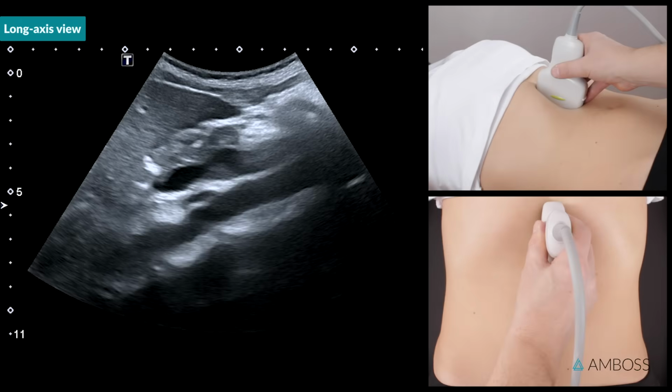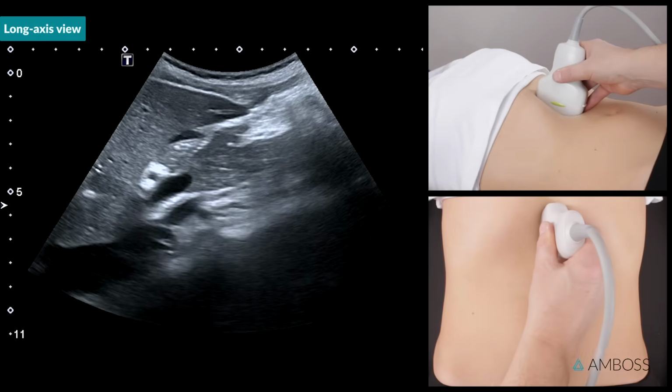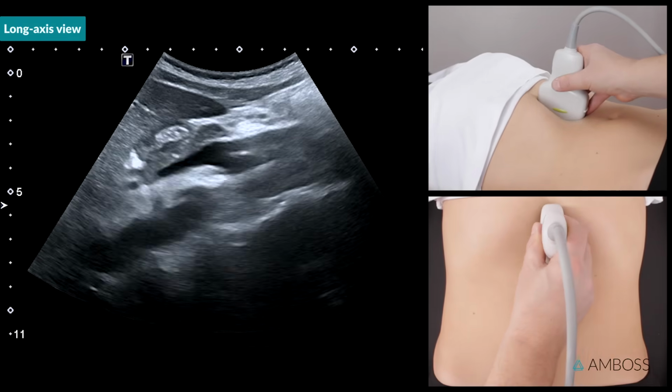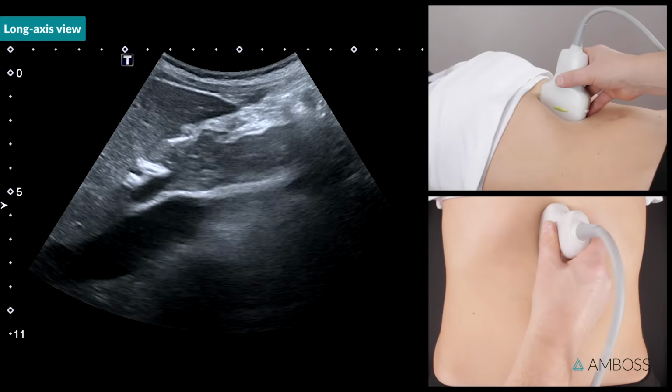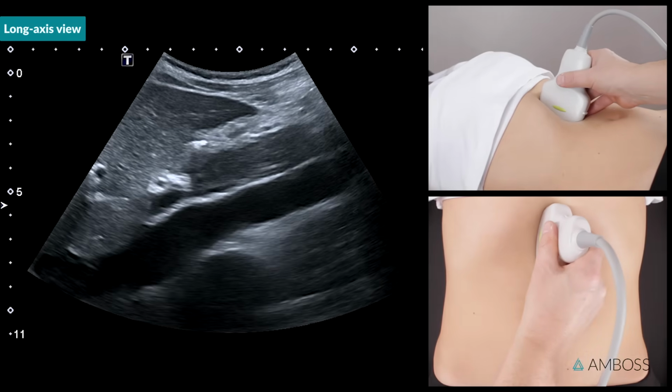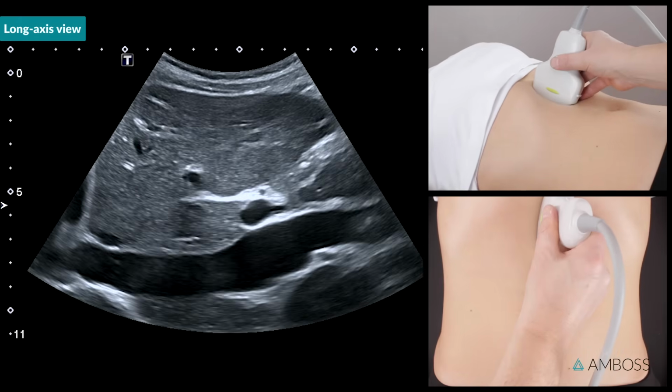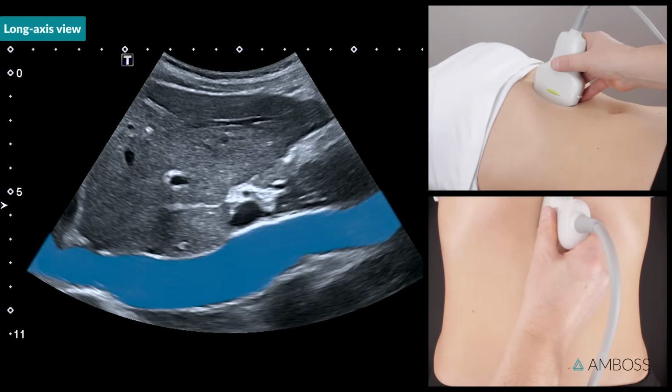Alternatively, you can go directly to the long axis view. Place the probe just under the xiphoid process with the indicator facing the patient's head. Now, slide or fan the probe very slightly to the patient's right until the IVC is visible. Here, you can see the IVC in longitudinal section at the lower edge of the image.